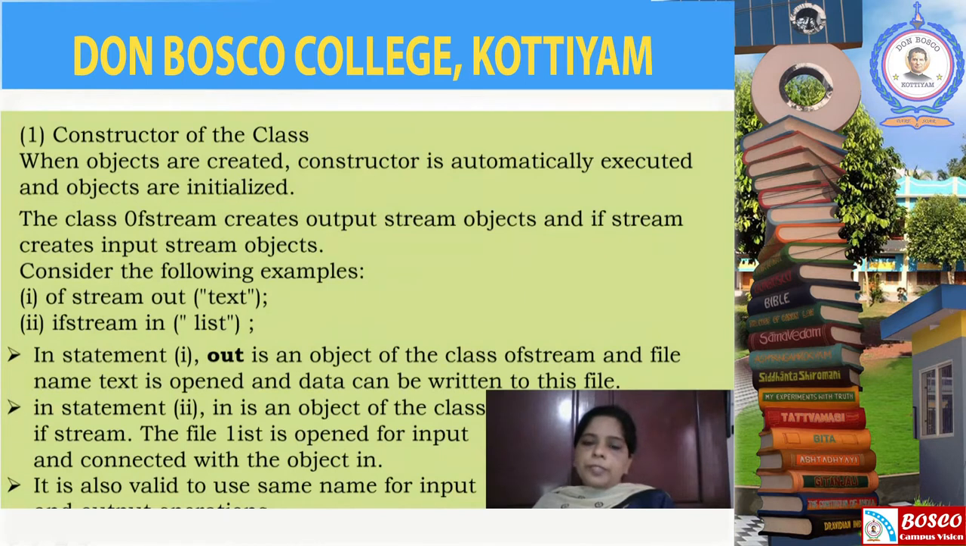For example, ofstream out("text"); That means ofstream is the class, out is an object, and text is a file name. And in the second statement, ifstream in("list"); here ifstream is a class, in is an object, and list is a file name. So in statement 1, out is the object of the class ofstream, the file name is text, and it will be opened in write mode.